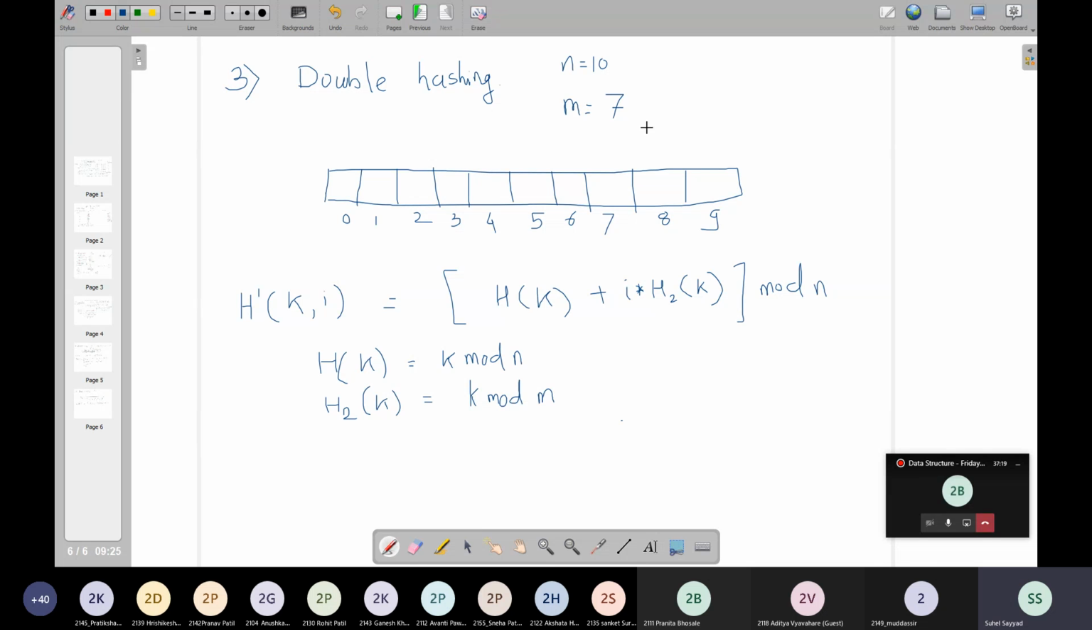Are you getting this, my dear students? Is the meaning of this equation clear? Anyone is having any doubt in the equation, terms used in equation?